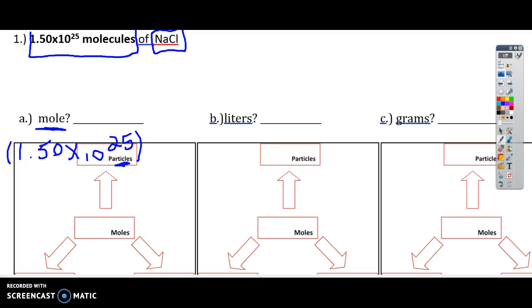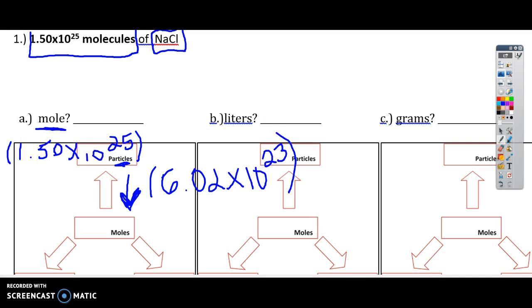Then they're asking you to go from molecules down to moles. You notice that blue arrow I'm drawing is going opposite that red arrow. Whenever they go against each other, we're going to divide. What am I going to divide by? If you look at your mole map, the number right next to that arrow is Avogadro's number, or the mole number, which is equal to 6.02 times 10 to the 23. It's just difficult to draw here with the tablet.